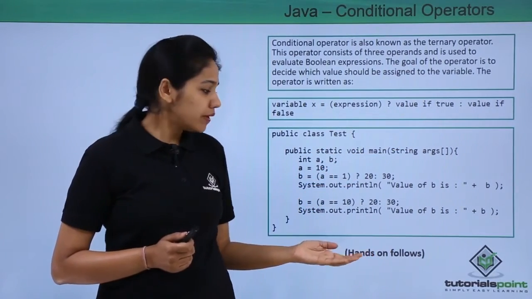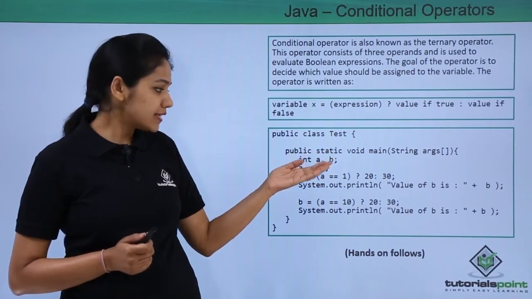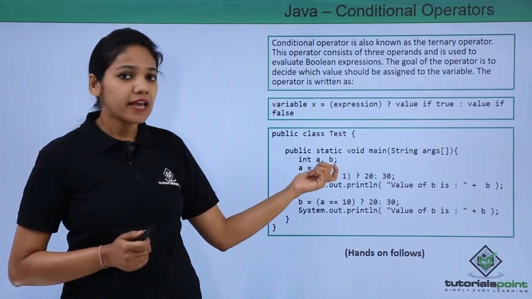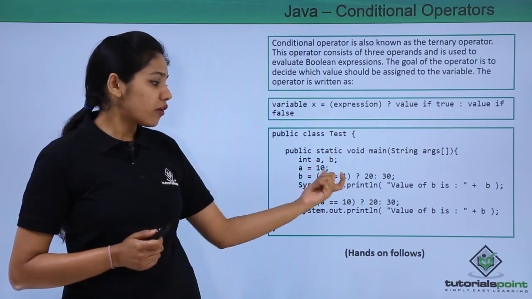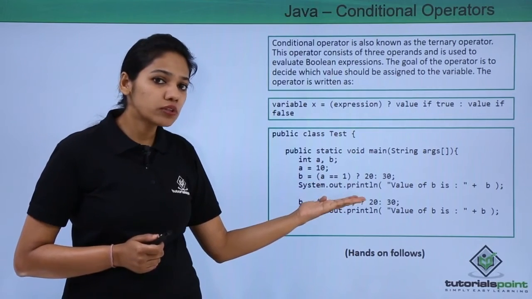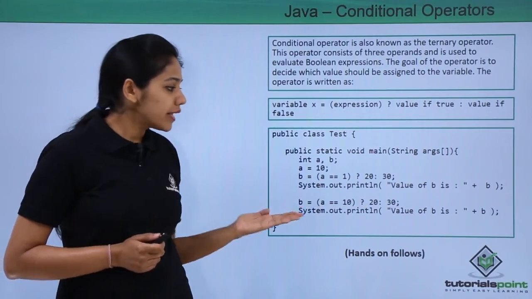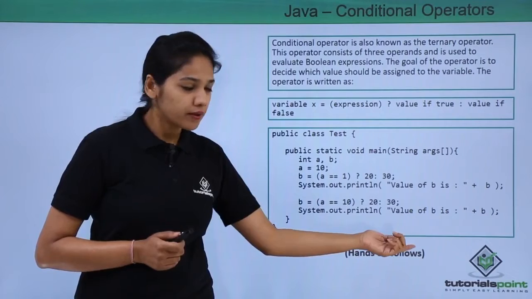Let us take an example. We have created a class called test. We have a variable with value 10, and now we would calculate on a condition and then store the value in the b variable and then print the value of b.